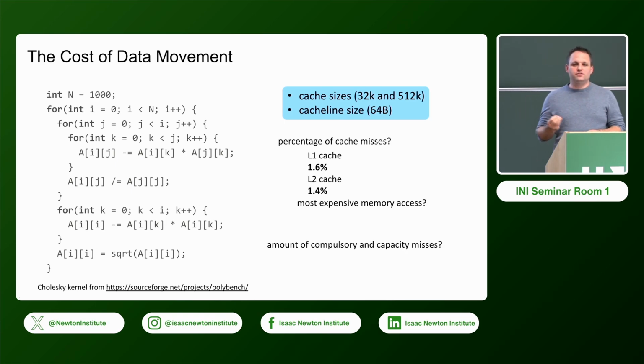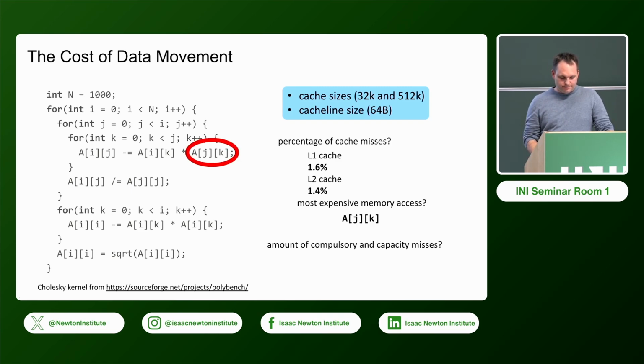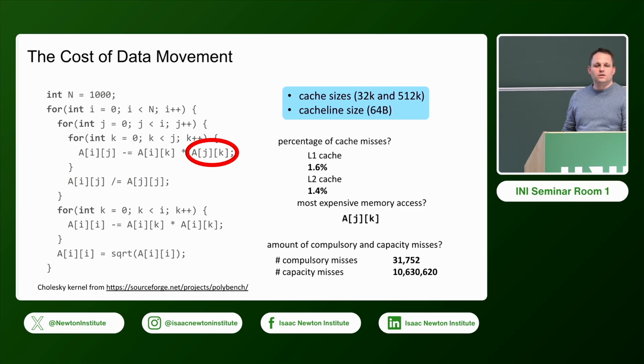It's relatively easy for us to compute, kind of in our head, the computational complexity of these codes. But cache analysis is a very non-local property. It's very easy to get wrong or even to not understand just because of the complexity of these codes. This is the most expensive memory access if anybody wondered, and this is the count of compulsory and capacity misses in this code, right?